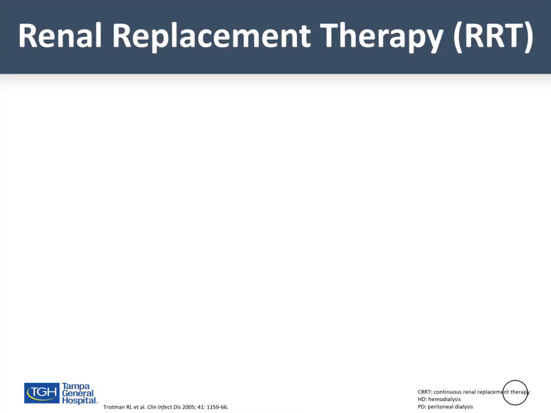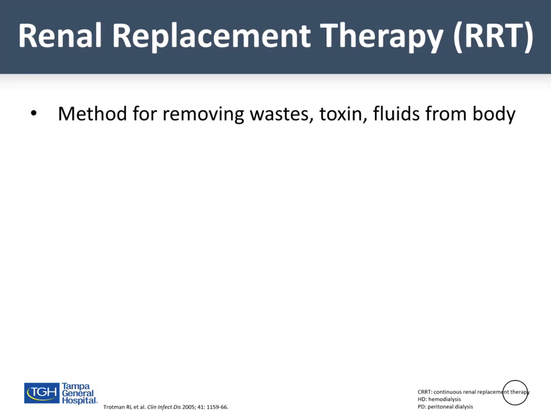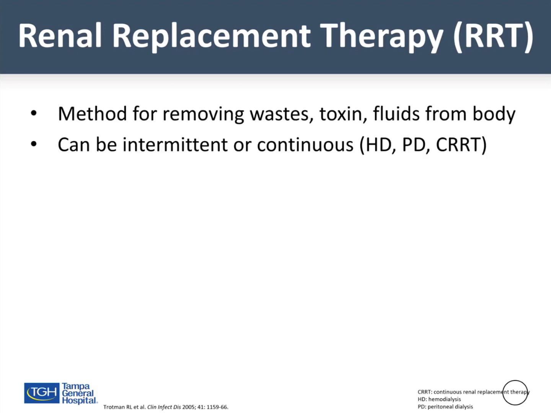The other thing that these critically ill patients get is renal replacement therapy. It's a method to remove waste, fluid, or some sort of toxin from the body. You can have intermittent renal replacement therapy, which can be hemodialysis or peritoneal dialysis. It can also be what we at Tampa General have, which is referred to as PIRRT, prolonged intermittent renal replacement therapy. But then you can have continuous 24-hour renal replacement therapy.